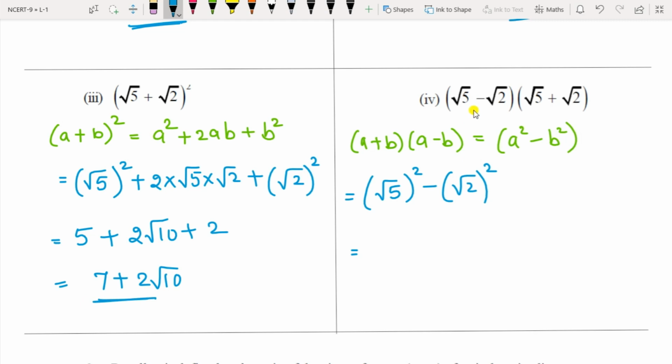This is (a plus b) into (a minus b), so first term square minus second term square, and 5 minus 2, the answer is 3 here. Okay.